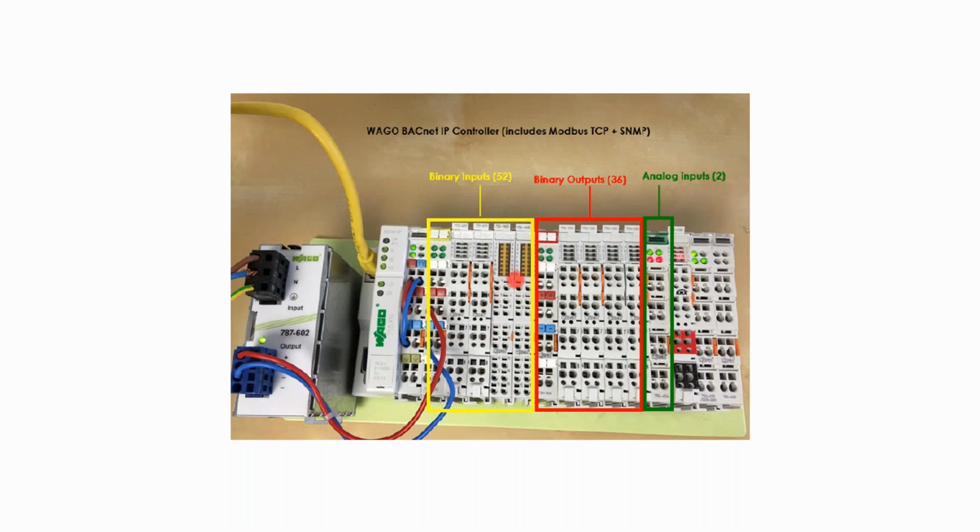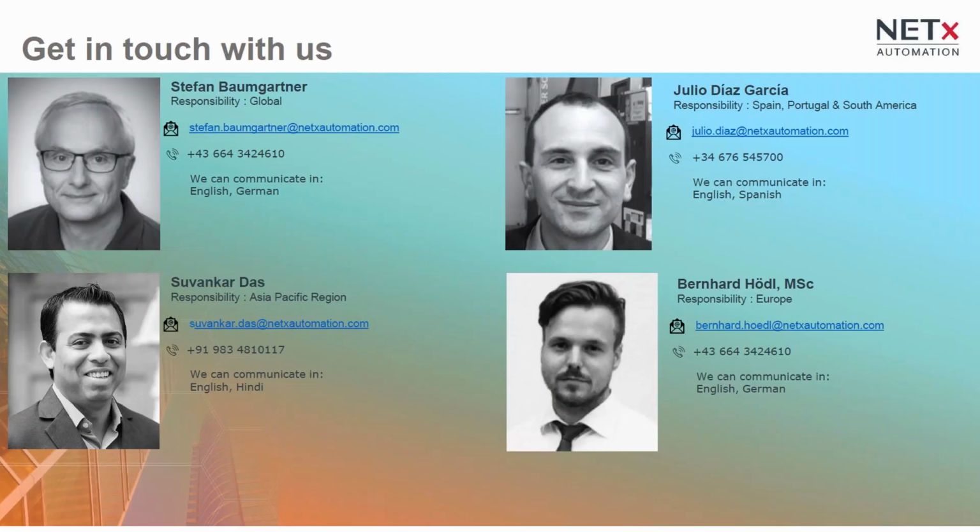Finally, I would like to show our faces, who we are in the sales department. As you have seen, my friend Stefan Baumgartner is the global responsible. Myself, responsible for Spain, Portugal, and South America. My colleague Subankar is responsible for the Asia Pacific region. It's a very nice guy that you can contact if you are from this region. My also friend Bernard is responsible for the European market and is in the office with Stefan. So we are open to solve any kind of question that you may have. In my case, technical, and also for my region, any question related to sales.